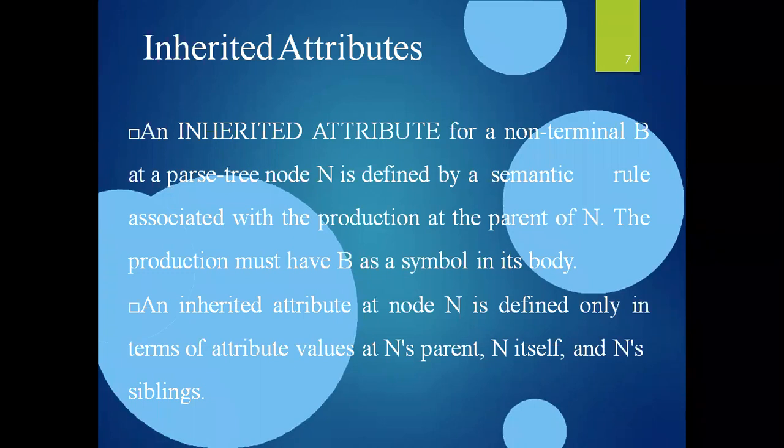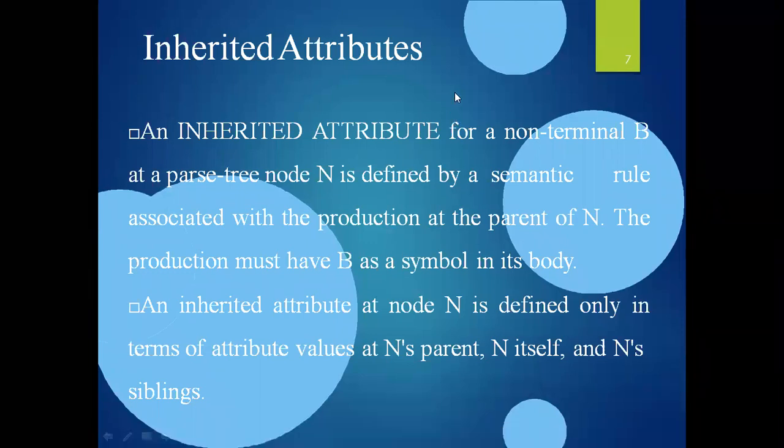Is it clear now? Either we can take only from the siblings, or we can take only from the parent. But here, in inherited attributes, to compute the value for a, I need the values of the attributes of these siblings along with the parent of that node, not of another node. Make a note of this. This is the definition of an inherited attribute, and I will explain it with an example in further slides. First, you all know what the definition of inherited attributes is.